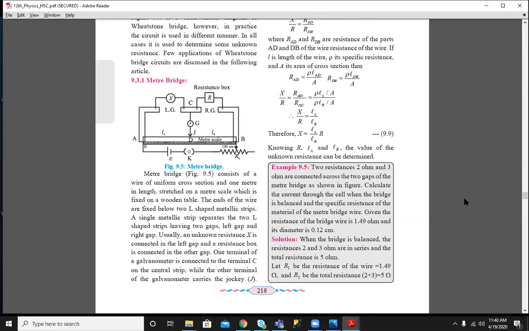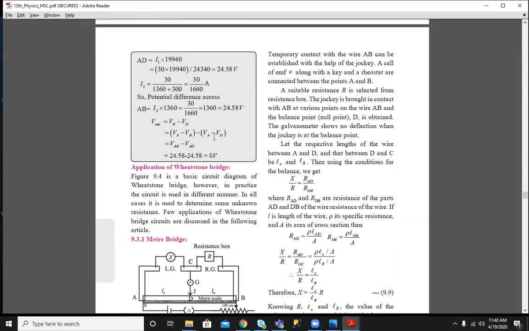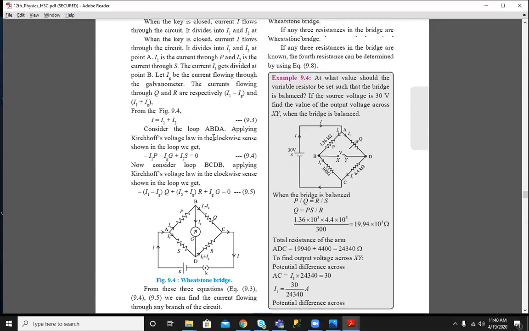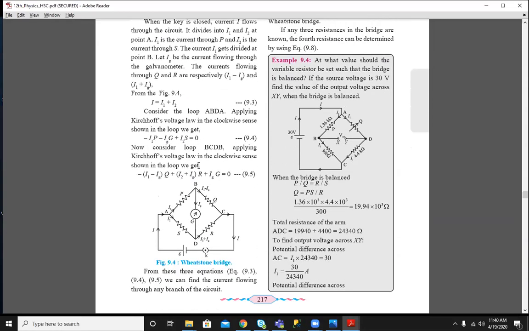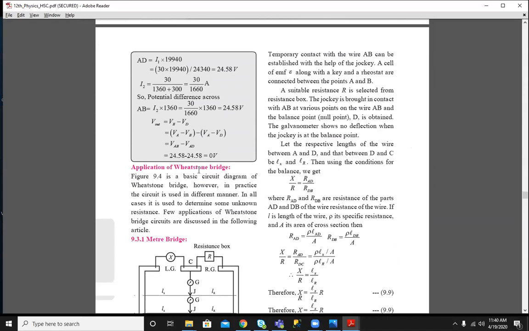Hello everyone. Today we are going to continue with the chapter current electricity. The new topic is meter bridge. Yesterday we learned Wheatstone bridge and the problems based on Wheatstone bridge. Today we will move ahead.